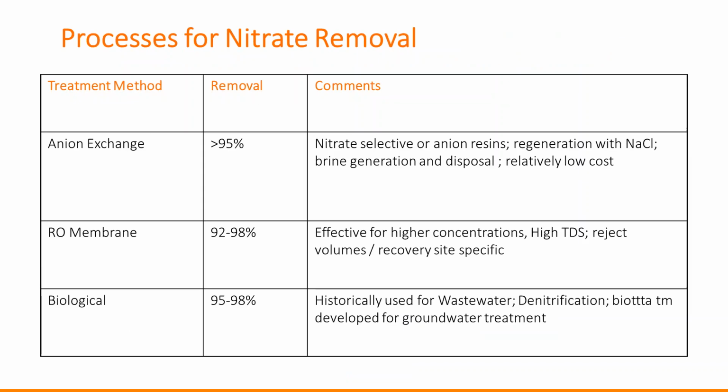Several processes are commonly used for nitrates, of which the three most common we've listed here: anion exchange, reverse osmosis, and biological treatment. RO is not used as often for nitrate unless there are multiple contaminants or a high TDS component as well. And due to the high amount of reject water that is generated from it, it is one of the more last choices for nitrate removal. So I'm going to briefly touch on anion exchange today, and then we're going to spend most of the time on the biological treatment process.